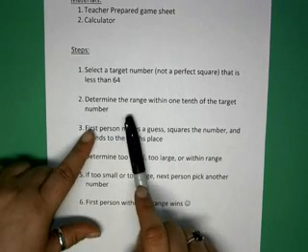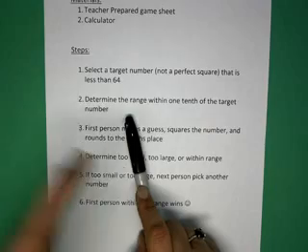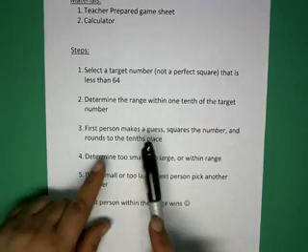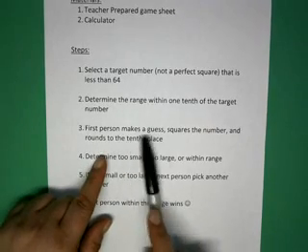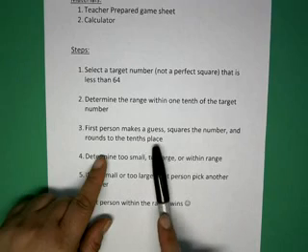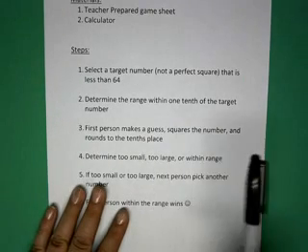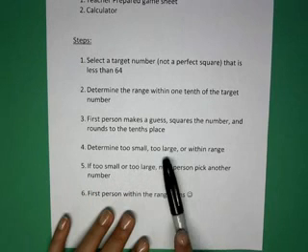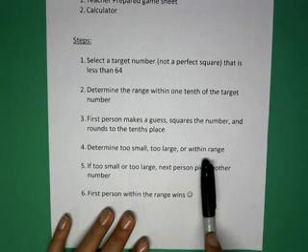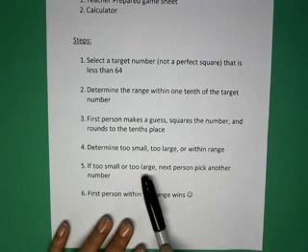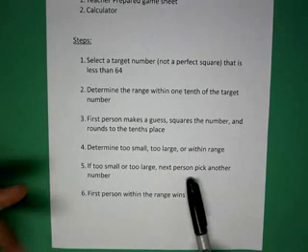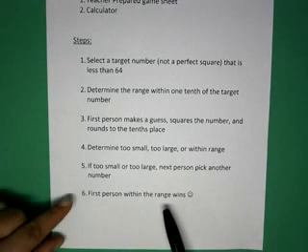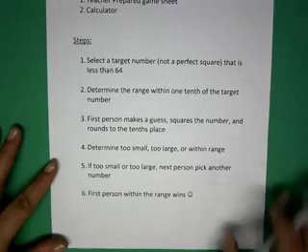We need to determine the range within 1/10 of either direction of the target number. The first person makes a guess, they square that number, and they round that number to the nearest tenth. And then we decide, is that too small, too large, or was it within the range? If it's too small or too large, the next person selects a different number, and the first person who gets within the range wins. Again, please keep in mind, this seems like a lot going on, but when you're in the game, it's not difficult.